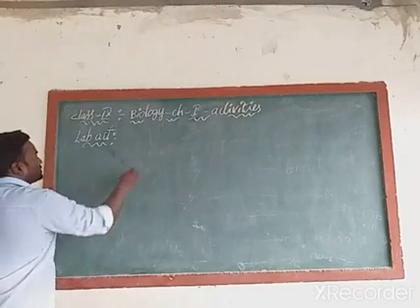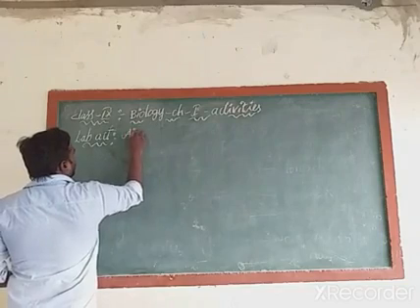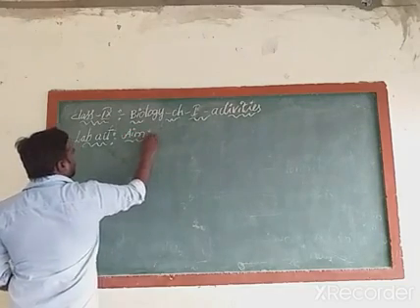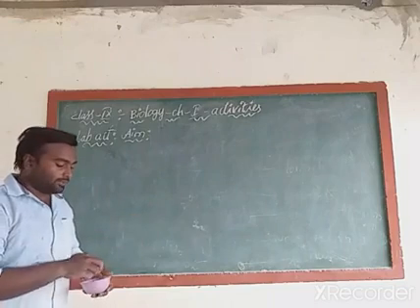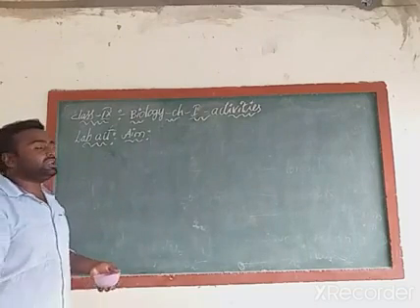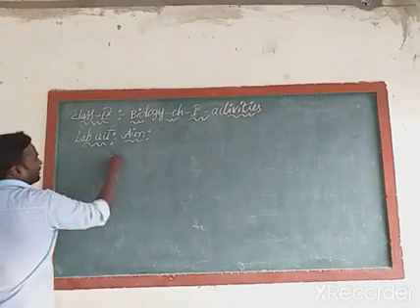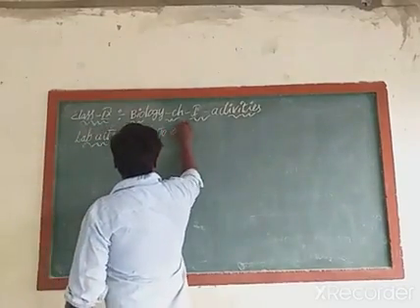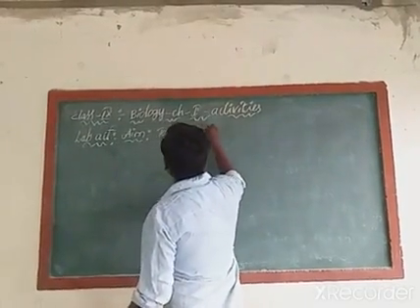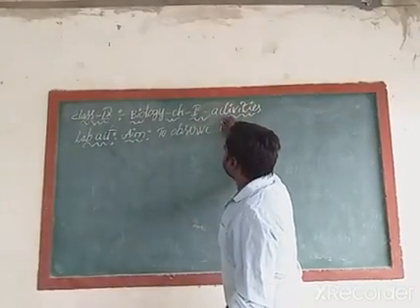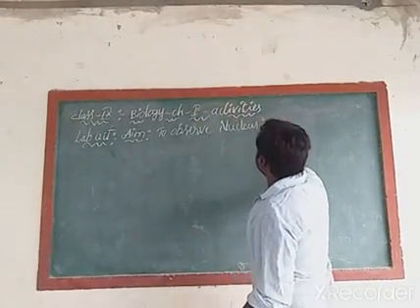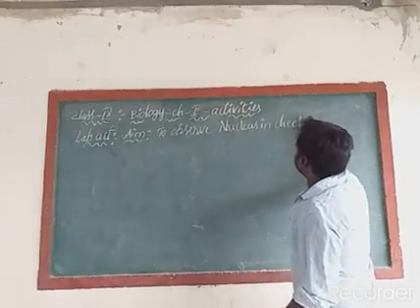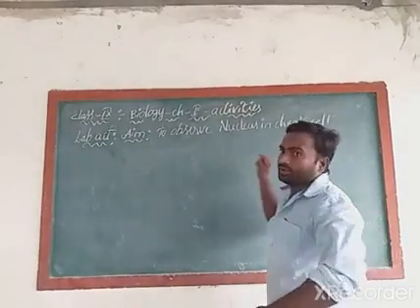So first we need to discuss our aim. Here what is our aim? To observe the nucleus present in a cheek cell. This is our aim, to observe the nucleus in cheek cell.